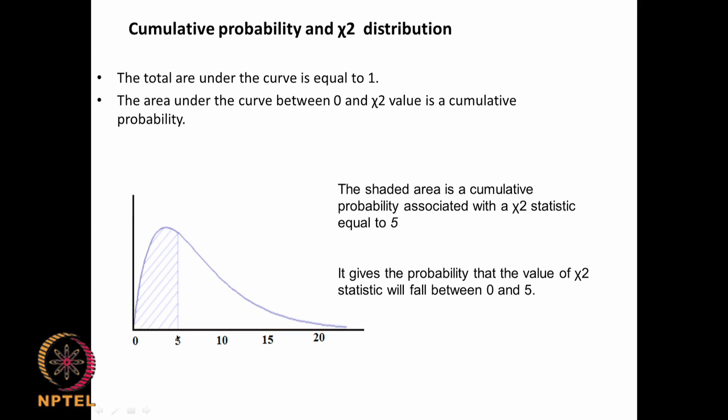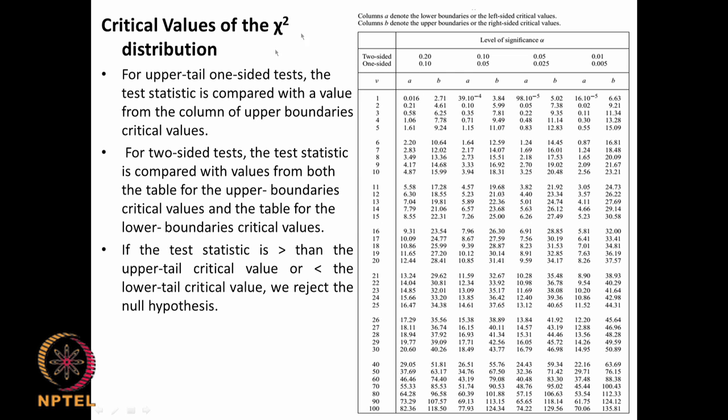The area under the curve is 1, and so when you are talking about chi-square of 5, then this area will be the cumulative probability, that is between 0 and 5, of the occurrence. Now there is a table just like your T table, F table, Z table, and so on.